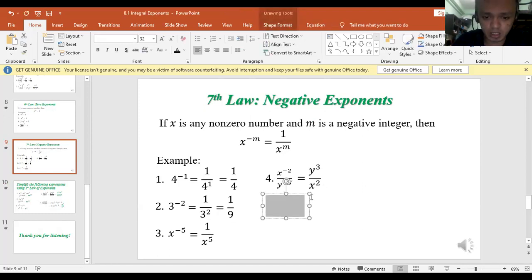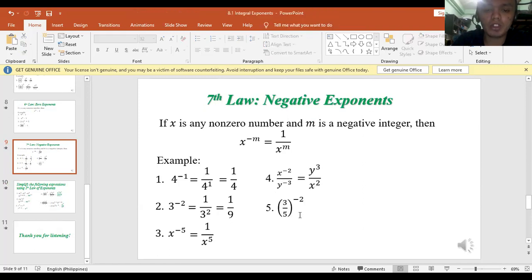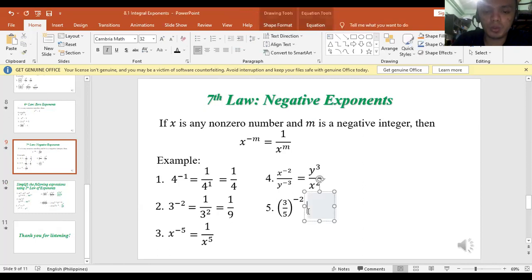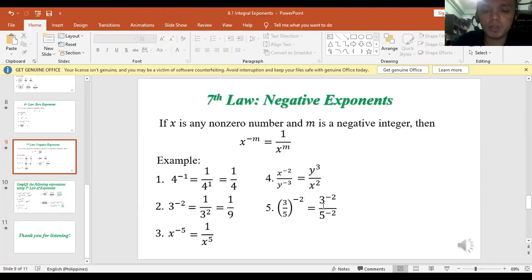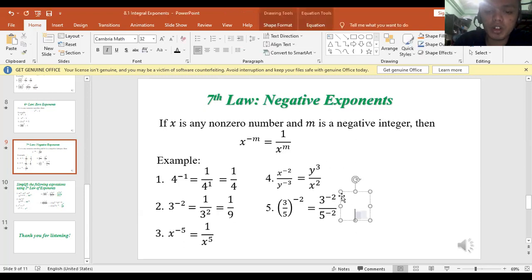Okay, next. We have here 3/5 raised to negative 2. Saan yung magiging ano dito? Okay. Distribute natin yung negative 2, no? To 3 and 5. So we have 3 raised to negative 2, 5 raised to negative 2. To make this one positive, tulad ng ginawa natin sa number 4, kukunin natin yung reciprocal. Magiging 5 squared over 3 squared.